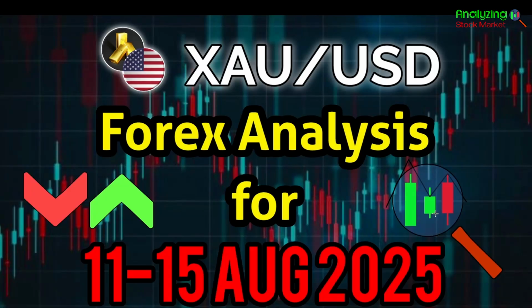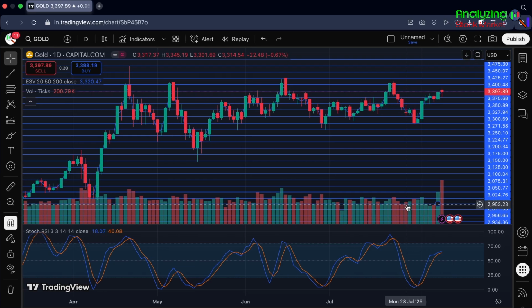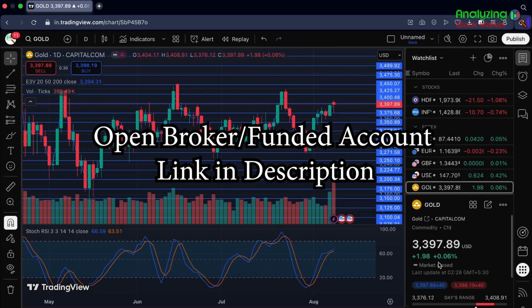So today we'll be talking about the XAU USD pair and we'll do the Forex analysis for 11th August to 15th August 2025. So let's go straight to our charts. First, let's see what happened in gold on Friday. As you can see, a 0.06% positive move, 3397.89 was the closing on Friday.